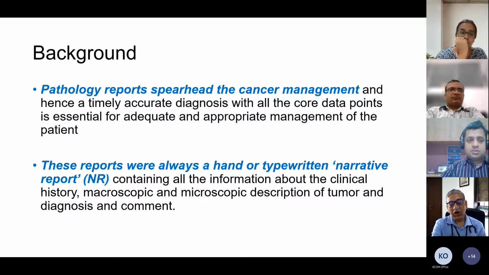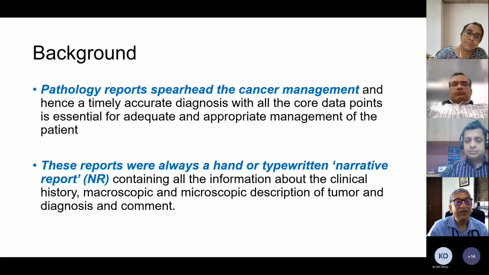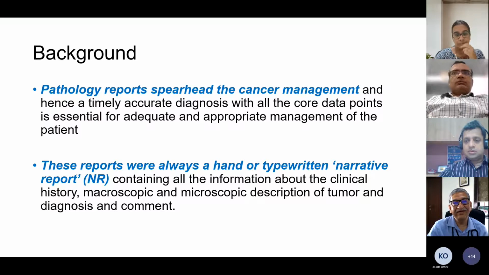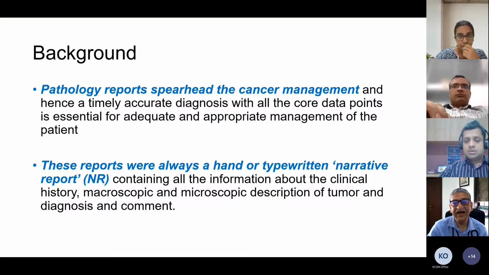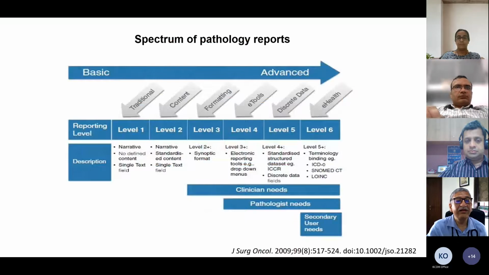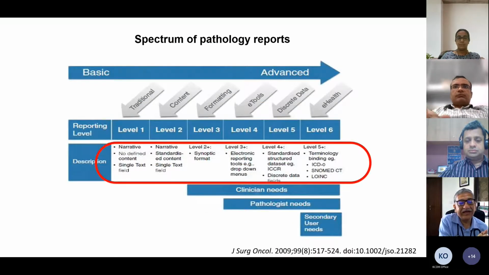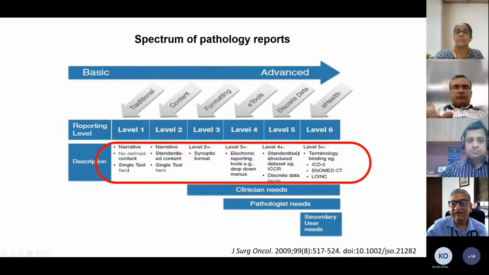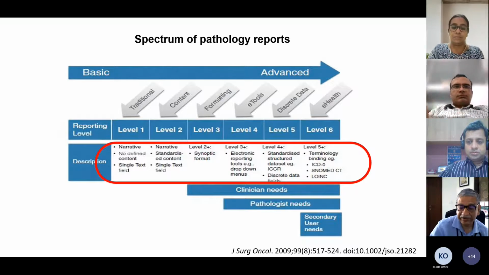This study has been shared very kindly by my colleague, Dr. Swapnil Rane. We know that pathology reports are the single most important input in cancer treatment, but they have traditionally been either handwritten or typewritten or typed as a narrative report, which is nice and intuitive, but also doesn't lend itself to archival, retrieval, and digital health activities as much as the synoptic kind of reports that we used to give out, and not until very recently. So the worldwide push has been to change these narrative reports into increasingly sophisticated synoptic reports. And the level 6 essentially is a report that also incorporates standardized terminologies like SNOMED, ICD, etc., and so on.